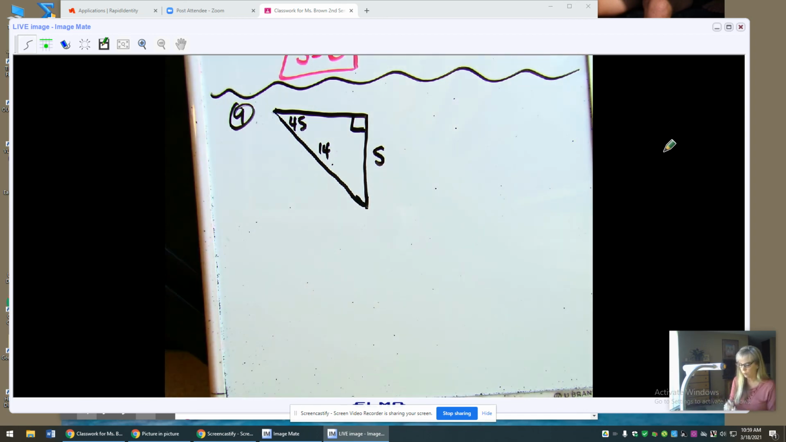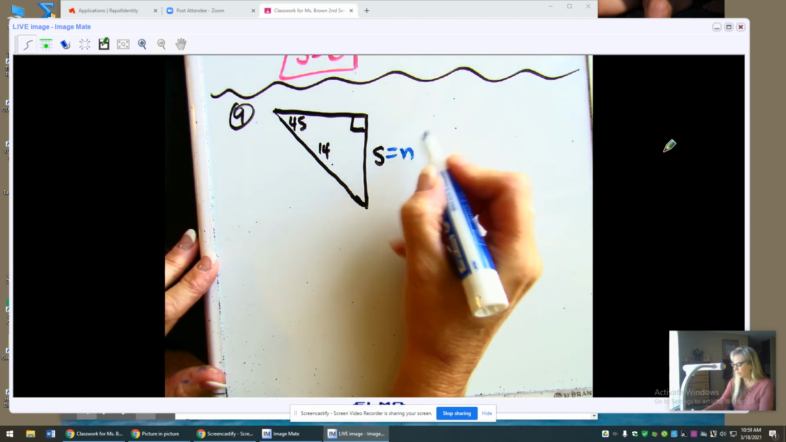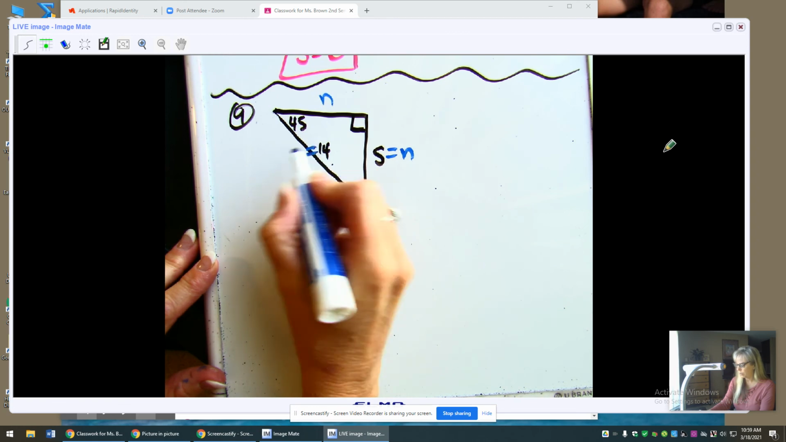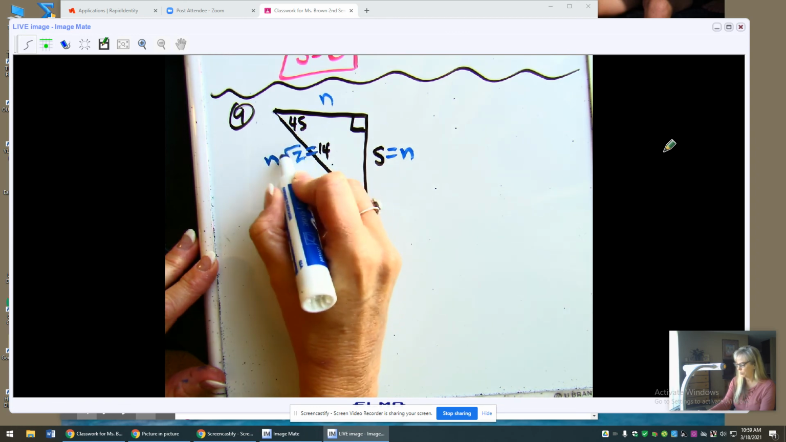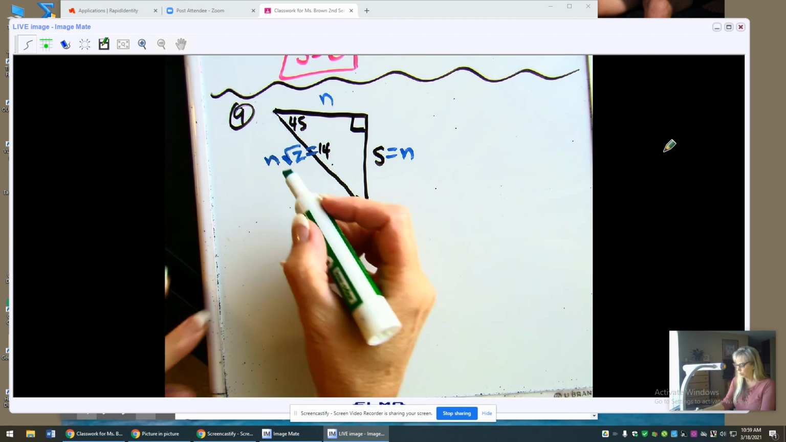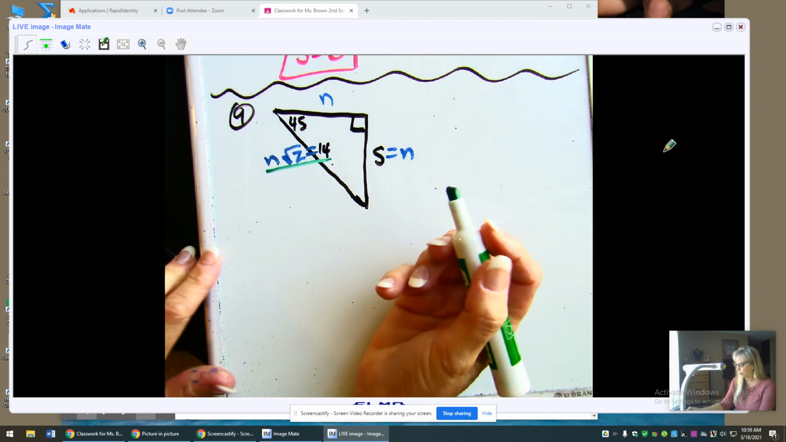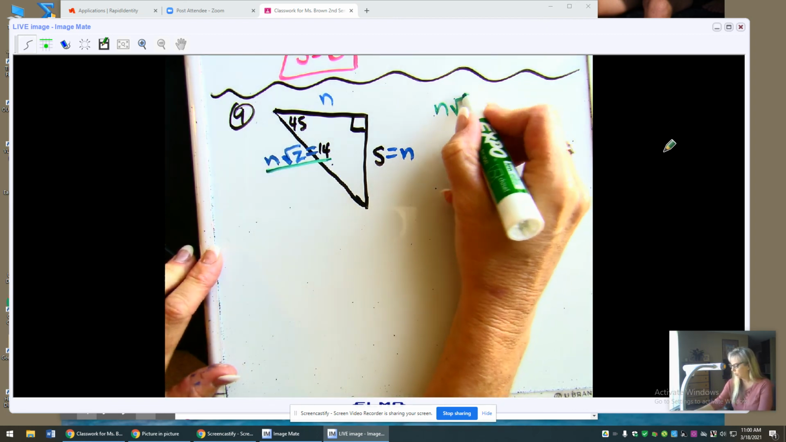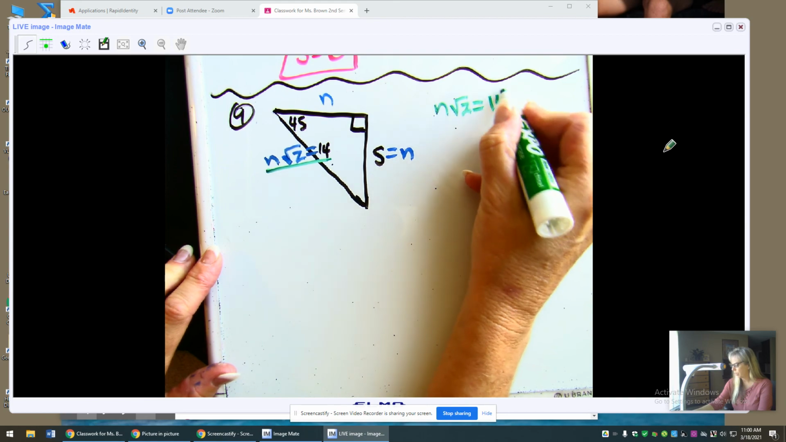We cannot be fooled. Step 1, label the ratio of the sides. The legs are both n. The hypotenuse is n times the square root of 2. We are about to step it up a notch. Things are about to get difficult. Step 2, solve the equation created here. I'm going to rewrite it over here. N square root of 2 equals 14.